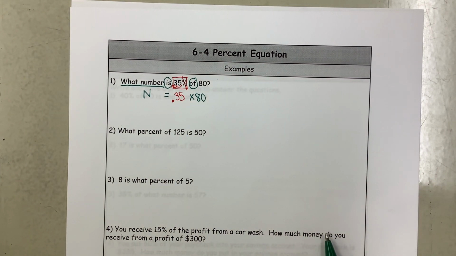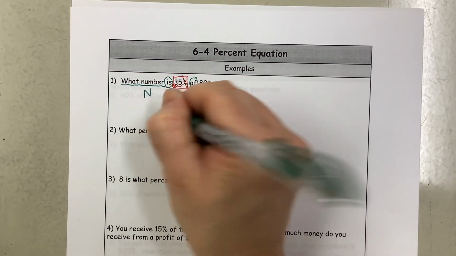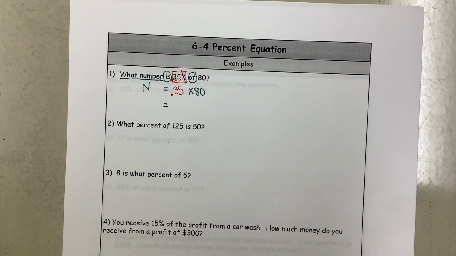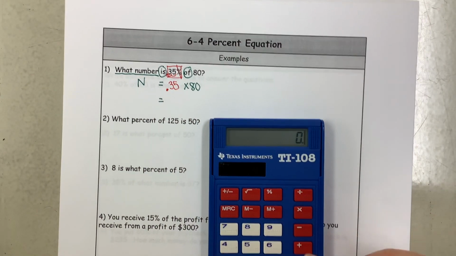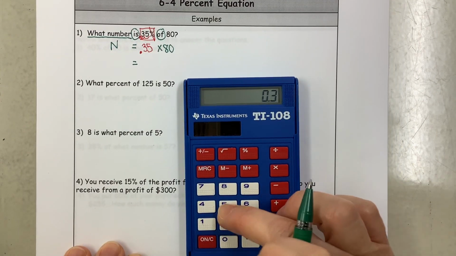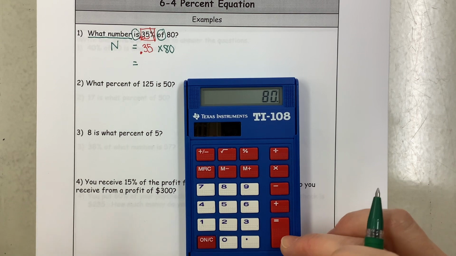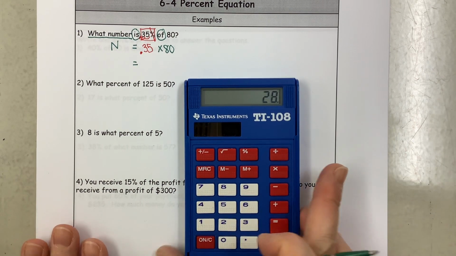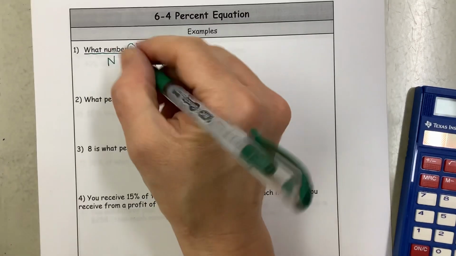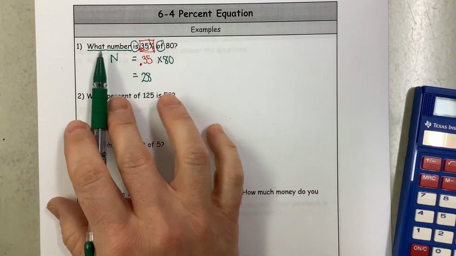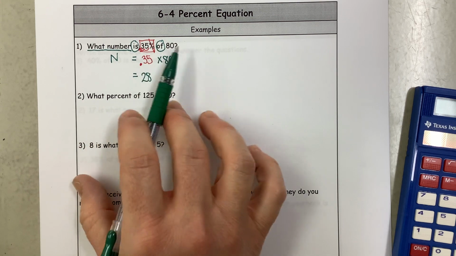Now, all we need to do is go ahead and multiply those numbers. You could either multiply them by hand, as it is a decimal equation, or you may use your calculators. So when you do that, this is 0.35 times 80, and that gives us 28. So what number, 28, is 35% of 80?